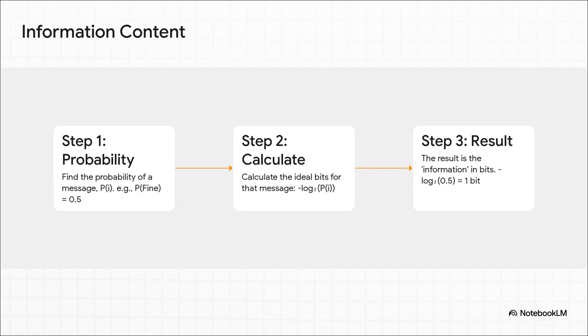Now, I know that formula can look a little scary, so let's just focus on the most important part of it, that little piece that says minus log base 2 of p_i. All that part does is calculate the ideal number of bits a single message should take up based only on its probability. So let's take a coin flip. An event that happens half the time has a probability of 0.5. Well, minus log base 2 of 0.5 is exactly 1. So a perfect 50-50 event contains exactly 1 bit of what Shannon called information.